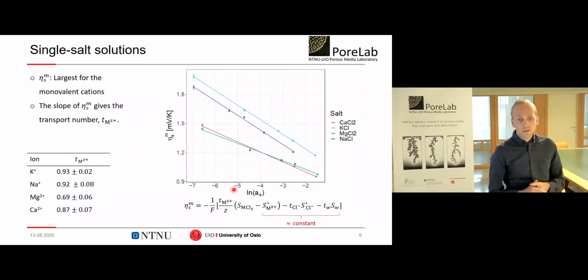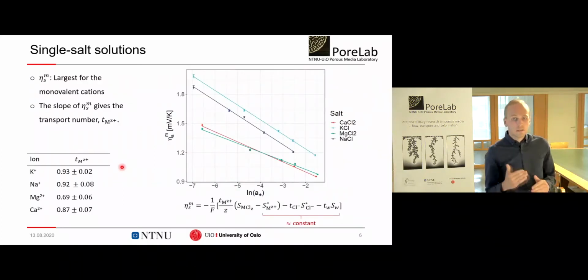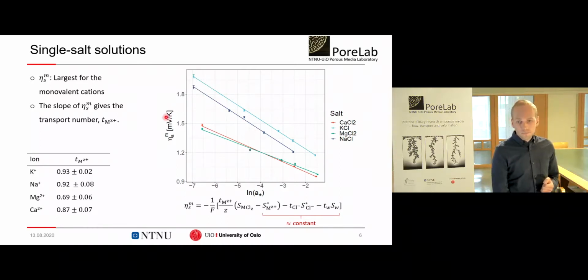So the first step on that way is to investigate single salt solutions of the different ions. So we have looked at the single salt solutions of the most abundant cations in seawater. And what we can note immediately is that the Seebeck coefficient is in general higher for the monovalent ions than the divalent ions, and that it decreases linearly with the logarithm of the electrolyte activity.